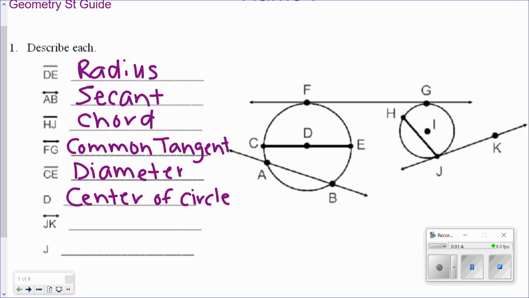Line JK is here. It's a line that just touches the circle in one spot, so this is a tangent. And finally, point J is right here, which we see is on the tangent, and it's the point where the tangent hits the circle, so that is the point of tangency.